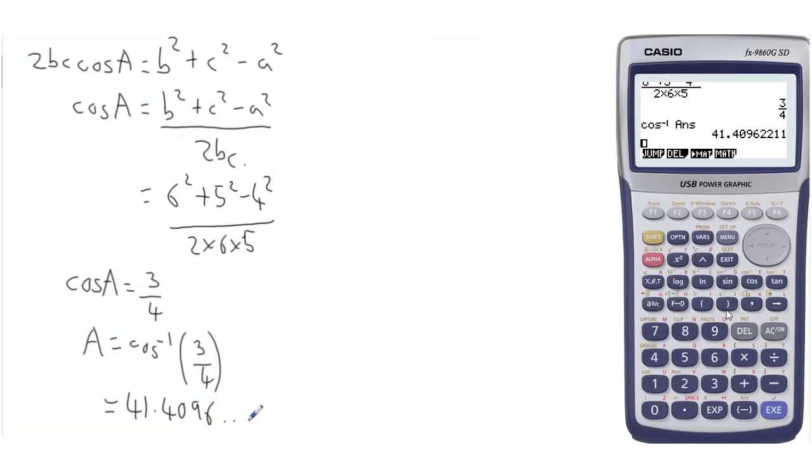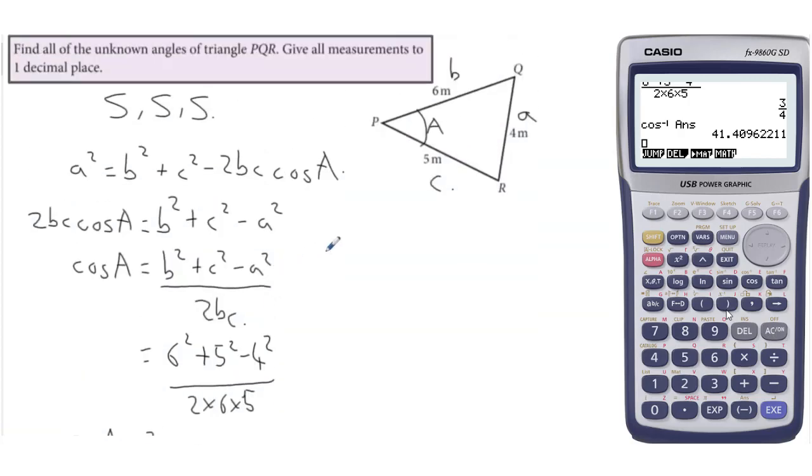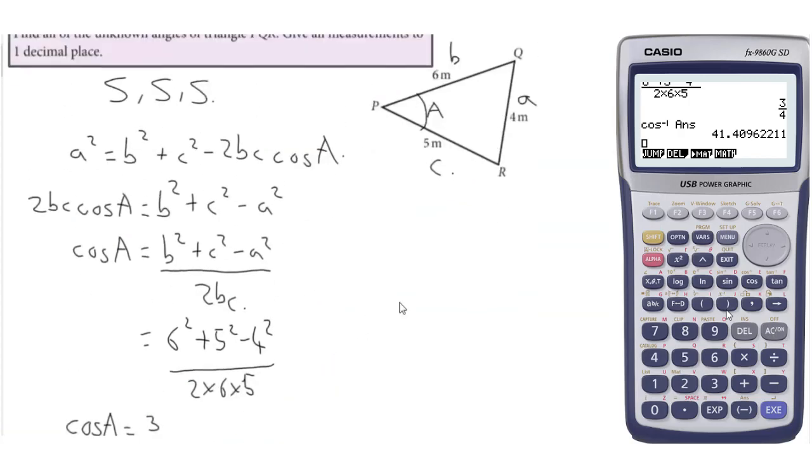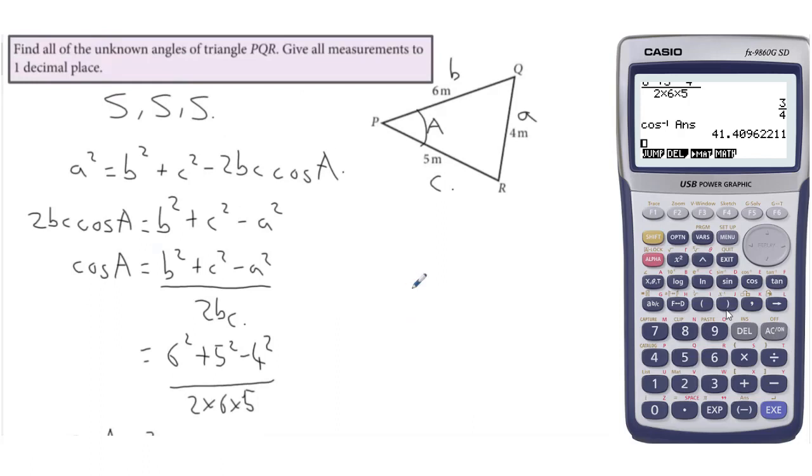You don't need to worry about an ambiguous case in cosine. There's no issue because once you get beyond 90 degrees, cosine of the angle is negative anyway. And once you get beyond 180 degrees, it's not possible in a triangle. So no ambiguous case to worry about with cosine. So I'm going to put this on the diagram. So 41.4.